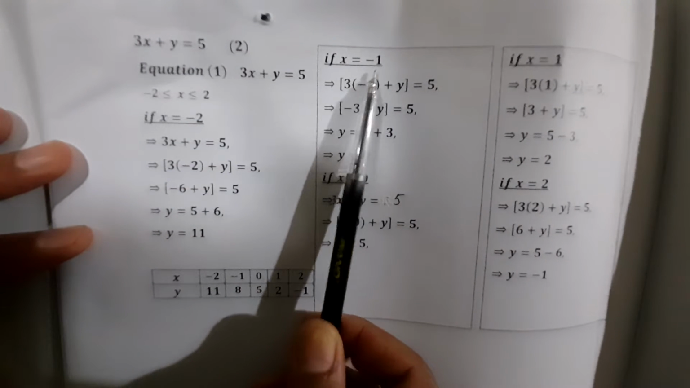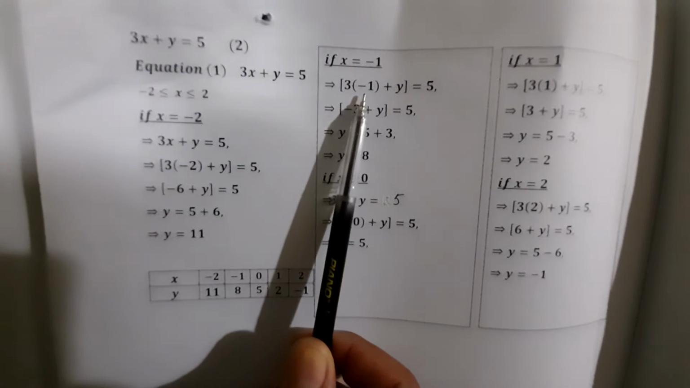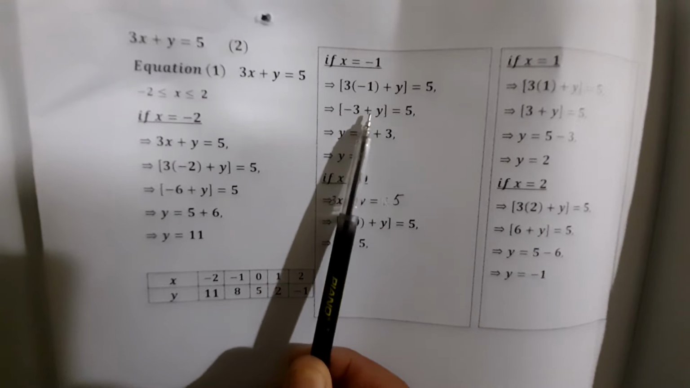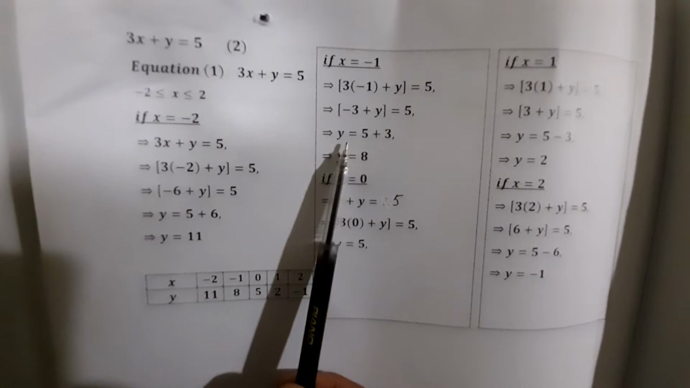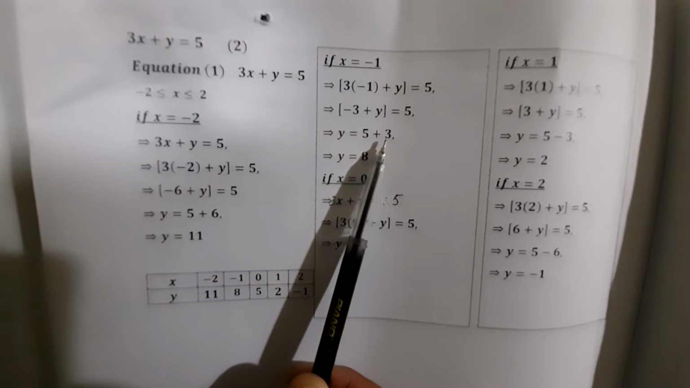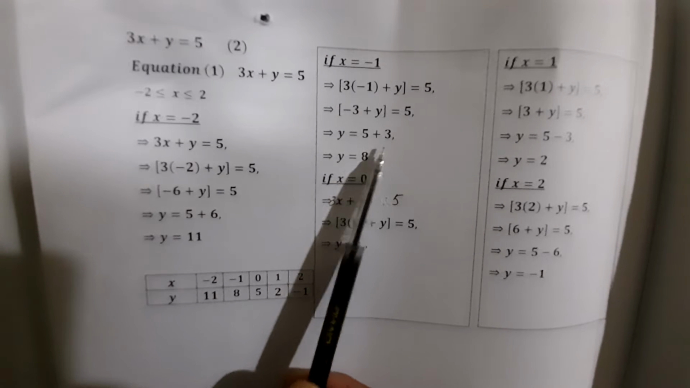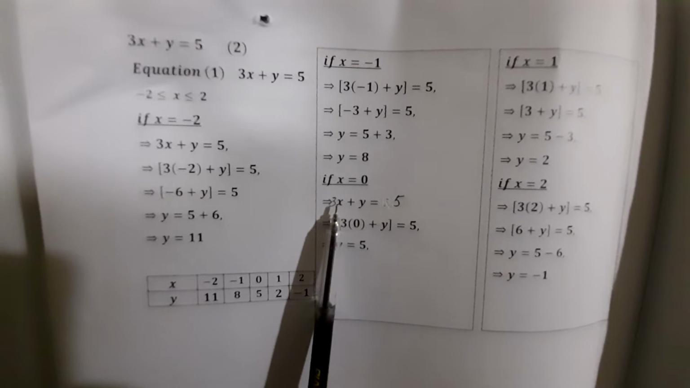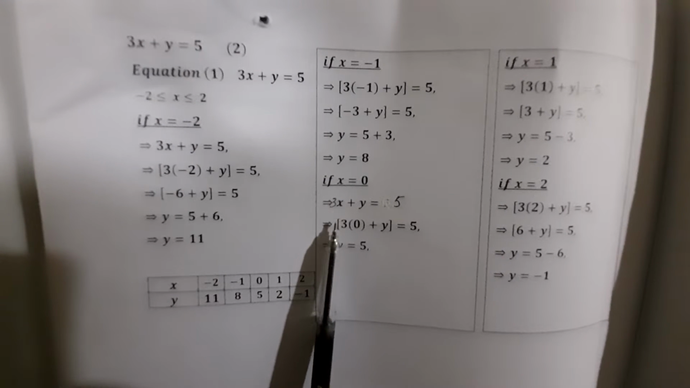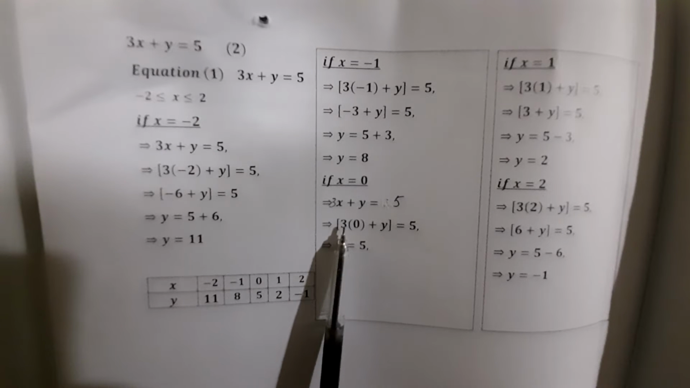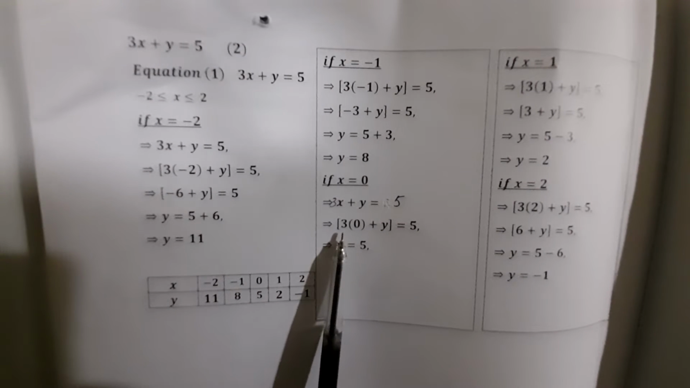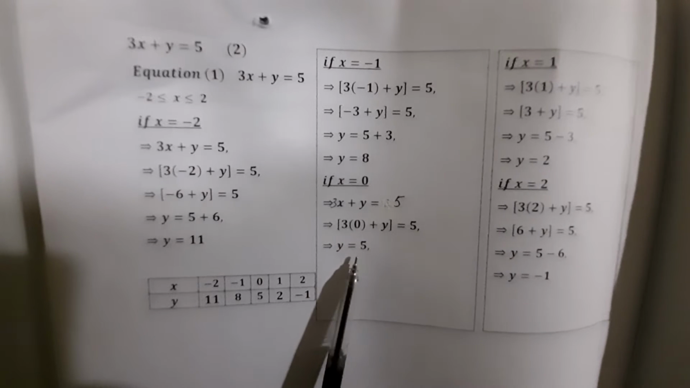If x is equal to -1, put -1 instead of x. So 3 multiplied by -1 is -3. So -3 plus y is 5. We'll be taking 3 on the right hand side of the equalizer. It will become +3. So y is equal to 5 plus 3, y is equal to 8. If x is equal to 0, so we'll be putting in this equation 3x plus y is equal to 5. 3 multiplied by 0 plus y is equal to 5. So 3 multiplied by 0 is 0. So y is equal to 5.